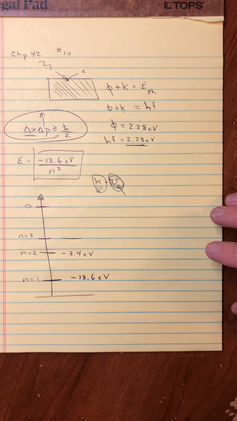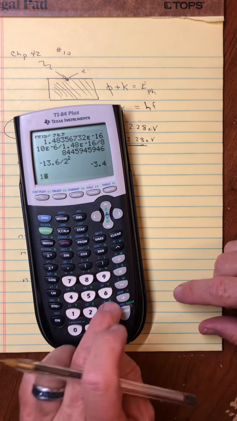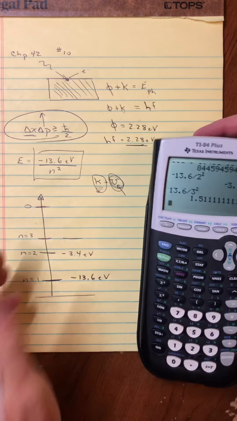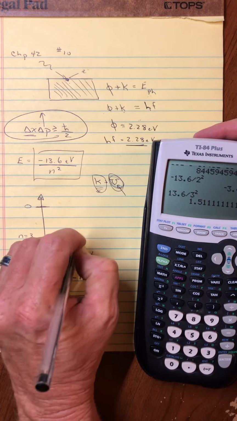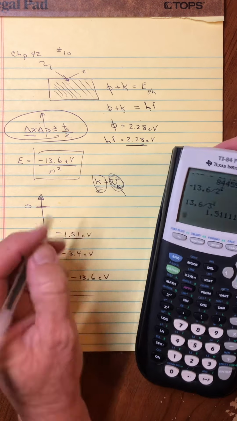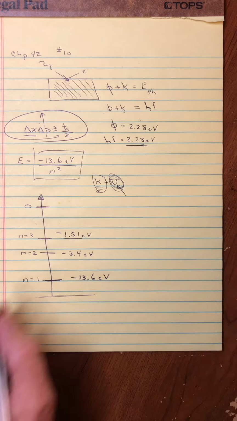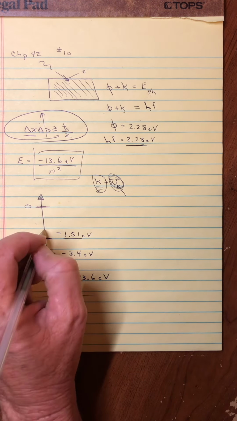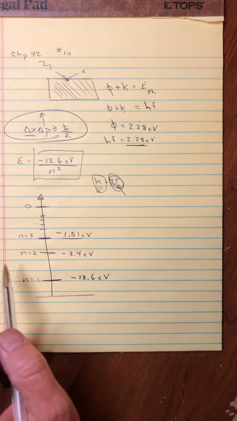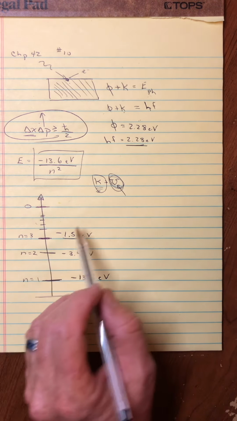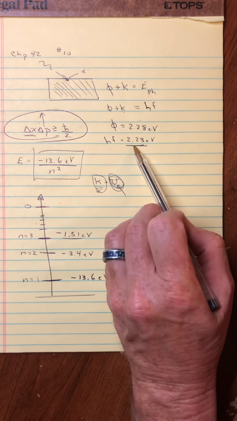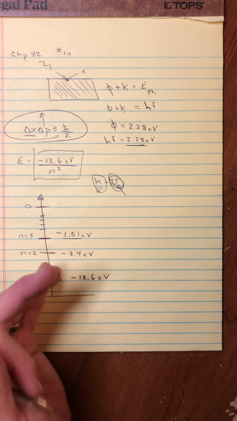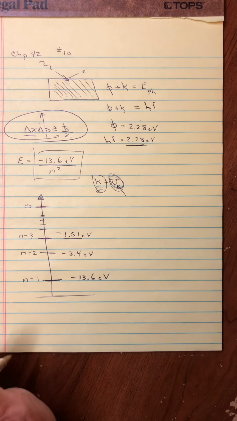But you can kind of see, and I think n equal to 3 is going to cut it. So negative 13.6 divided by 3 squared is negative 1.51 electron volts. All right, so if the electron is at n equal to 3, or for that matter, 4, 5, 6, 7, 8, any number of 3 or above, when you add to it a photon that's going to give it 2.28 electron volts, that's going to get greater than 0, and it's going to free it.